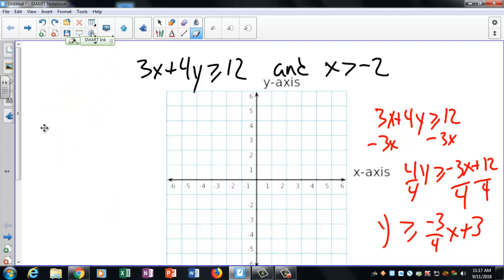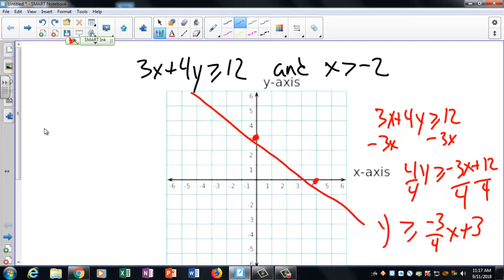Just remember also that you don't have to solve for y. What else could you do? You could do the x-intercept and the y-intercept, right? However you do that, it's fine with me. I don't care. Just get the answer. So we're at 3. We're going to go down 3 over 4. We're here. And we're going solid line, yes?